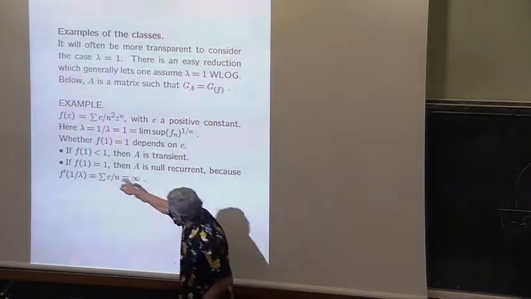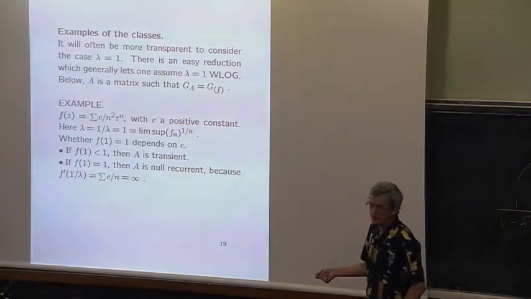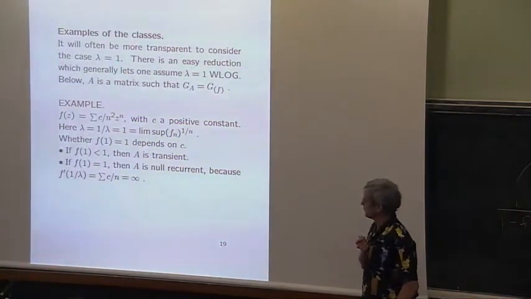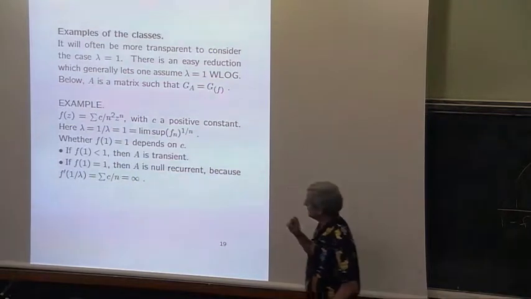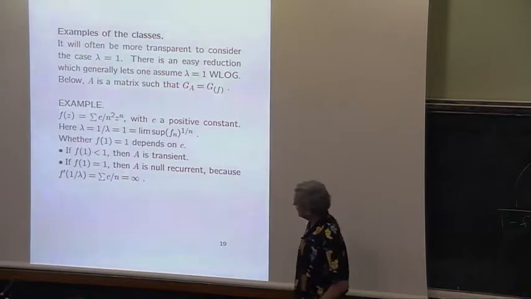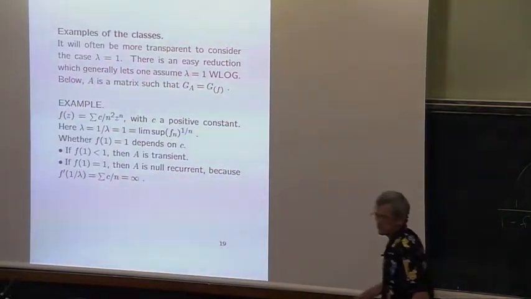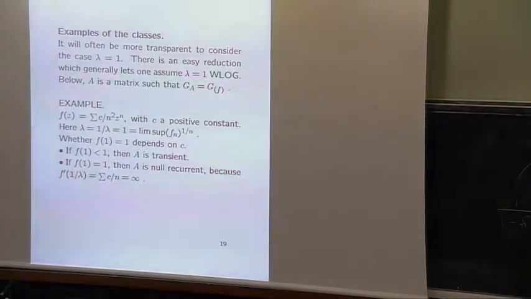Now if f of 1 is 1, then A will be recurrent by definition, and it will be null recurrent. Why? Well, take the derivative. n over n squared is 1 over n. So f prime at 1 over lambda is f prime at 1. It's just a multiple of the harmonic series, and it diverges.